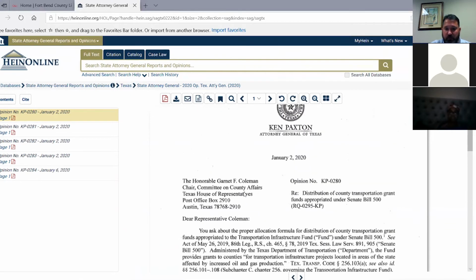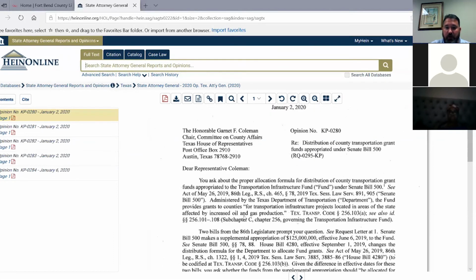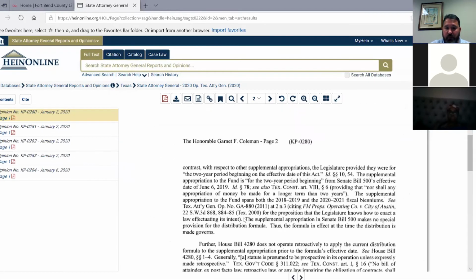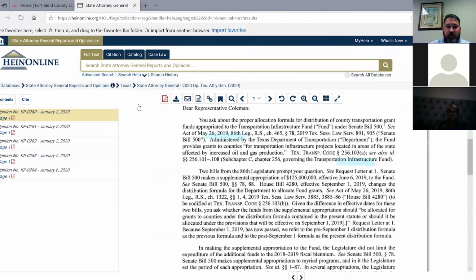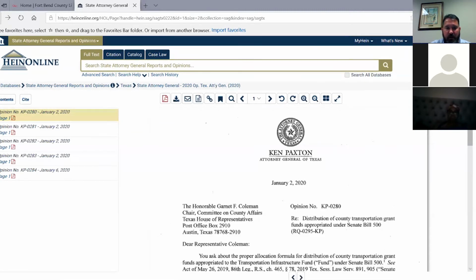This one was from a House representative, I think he's from the Houston area. Garnet Coleman had sent the Attorney General a request about the distribution of county transportation funds. He asked the Attorney General for his opinion on this issue in law, and the Attorney General then answers that question. These pages, again, are scanned in PDF format, and it covers the entire United States. So again, kind of an interesting topic that is covered by HeinOnline.